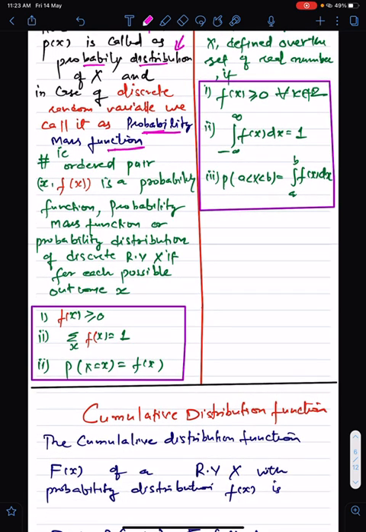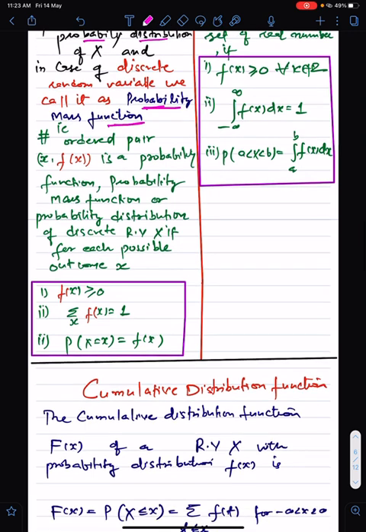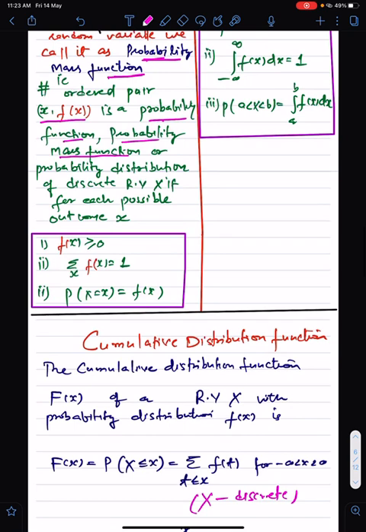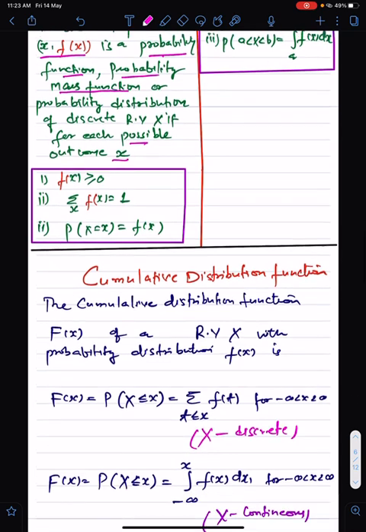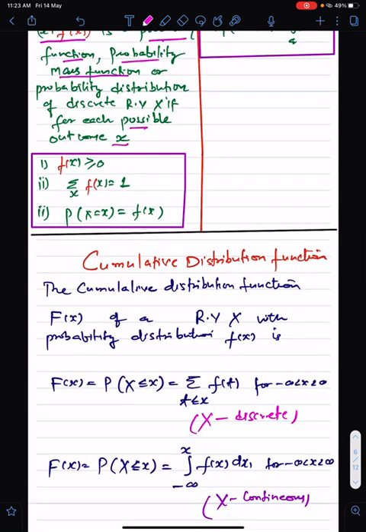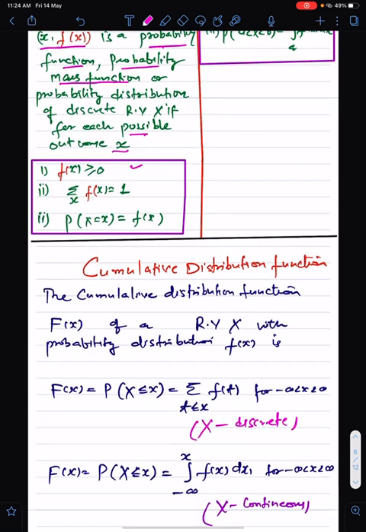So let us define it in a proper way. The ordered pair x, f of x is a probability function, or you can call it a probability mass function in the case of a discrete type random variable. This is a special name for it. It is the probability distribution of a discrete type random variable x if for each value of x it satisfies the following properties. Number one, f of x will be non-negative, because this is a probability distribution and probabilities will never be negative. So the values of f of x will always be non-negative for all values of x.